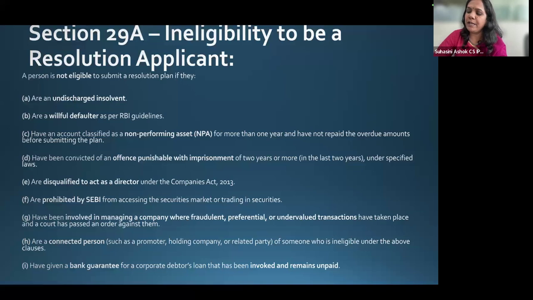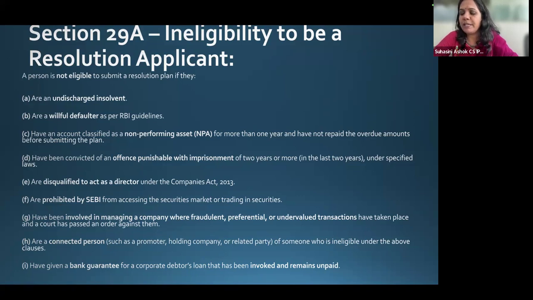So when we see section 29A, it is restrictive in nature. It restricts access to the resolution process so that there is only responsible and genuine participation from the market. And it is negative in nature. It prohibits certain categories of persons like willful defaulters, connected persons, defaulting promoters, or those who are banned by SEBI. Those categories of persons are not considered responsible to participate in the IBC proceedings through CIRP or liquidation.